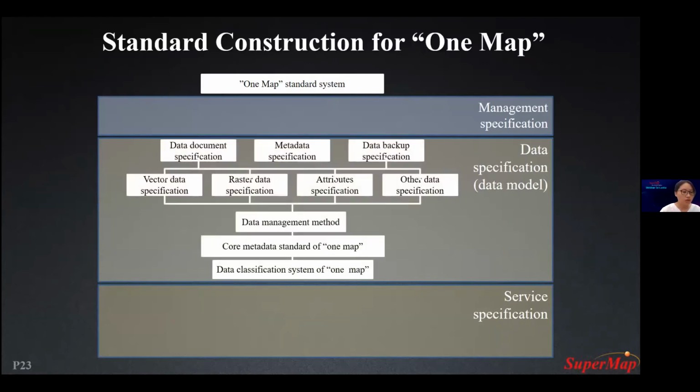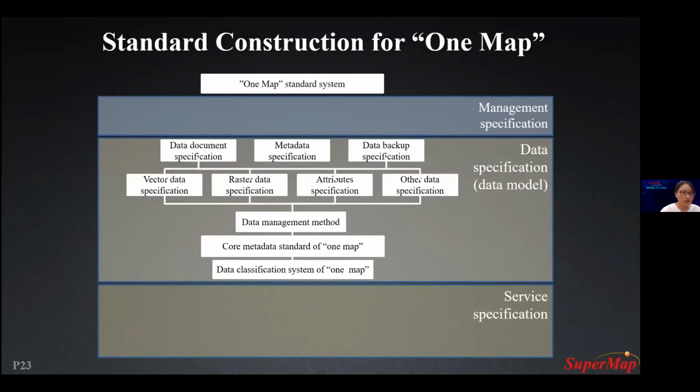This part discusses how to standardize different types of data. For vector data, grid data, raster data, and other data, we need to standardize them, and then, according to the data management method and the core metadata standard of One Map, establish the data classification system of One Map.